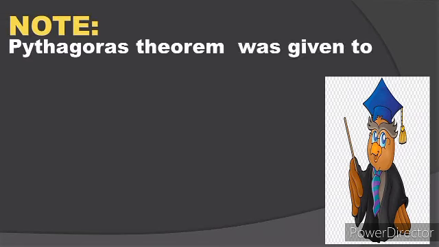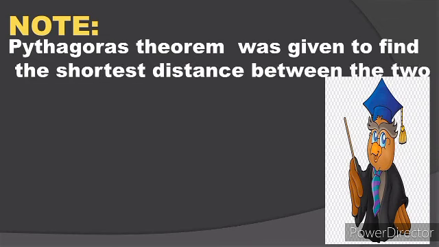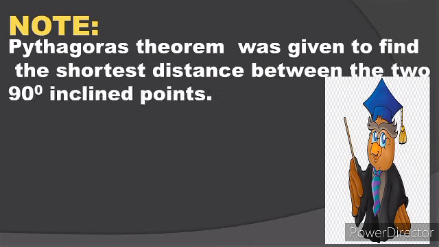See that the young boy wanted to escape, and the only way he could escape is to find the shortest distance between himself and the exit route. Thank God Pythagoras was able to help him out. Now we are going to note that Pythagoras theorem was given to find the shortest distance between the two 90-degree inclined points.